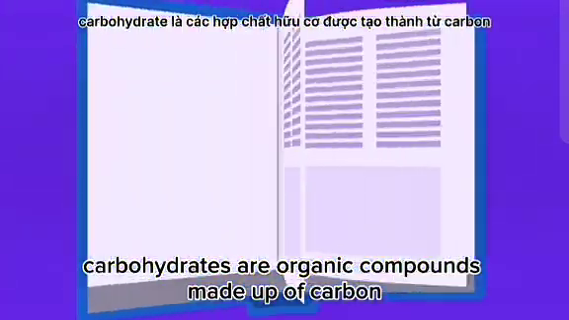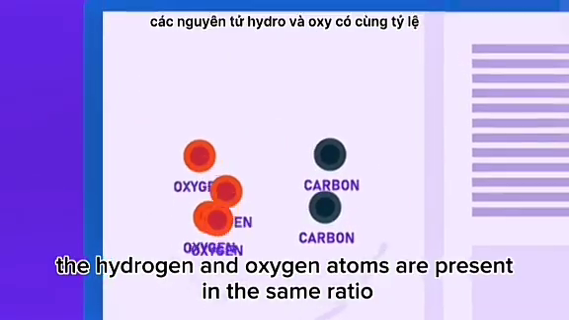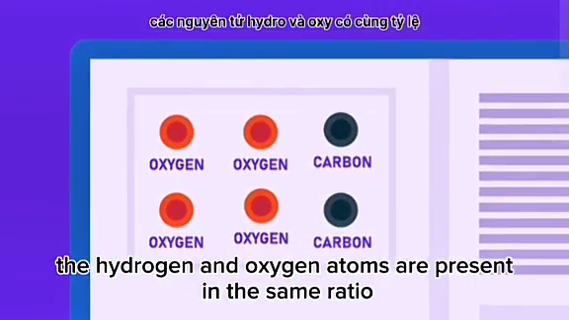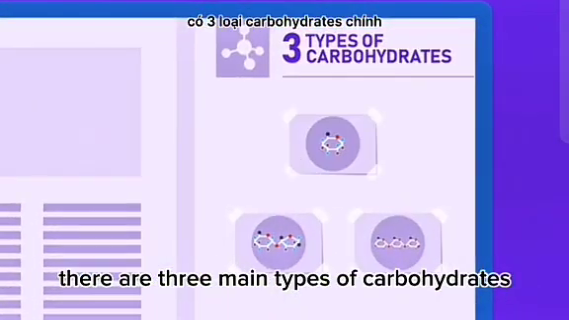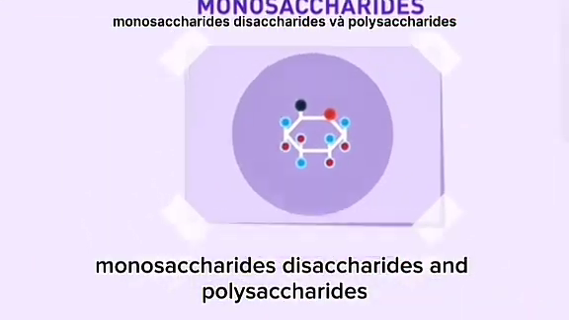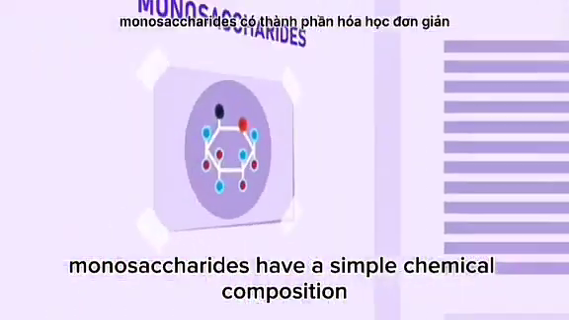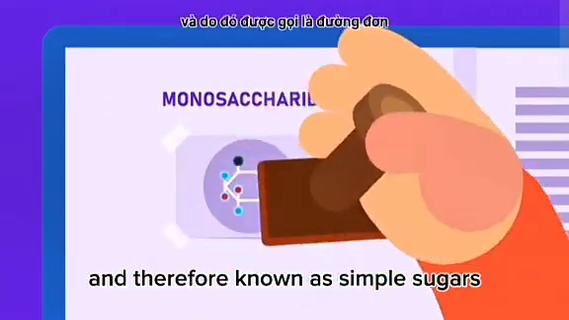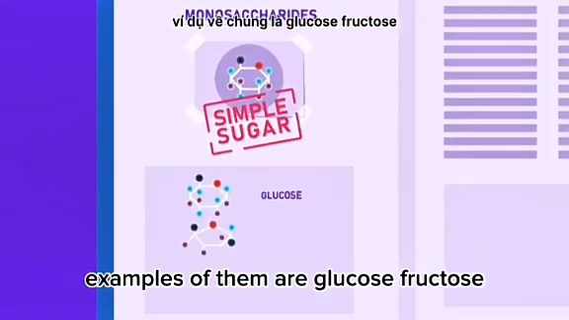Carbohydrates are organic compounds made up of carbon, hydrogen, and oxygen. The hydrogen and oxygen atoms are present in the same ratio, that is, 2:1. There are three main types of carbohydrates: monosaccharides, disaccharides, and polysaccharides. Monosaccharides have a simple chemical composition and are therefore known as simple sugars. Examples of them are glucose and fructose.